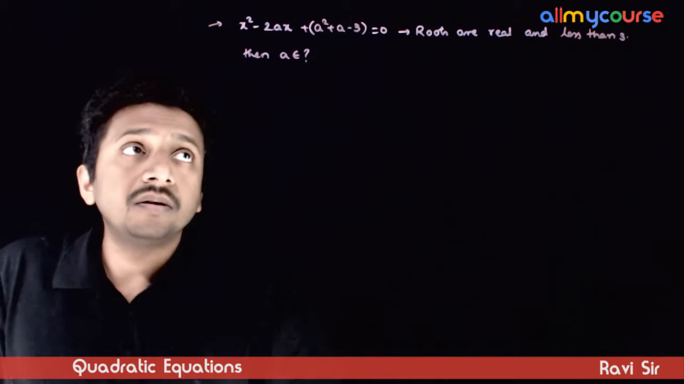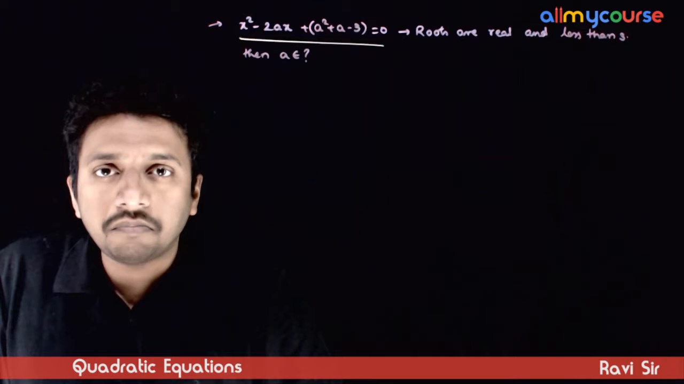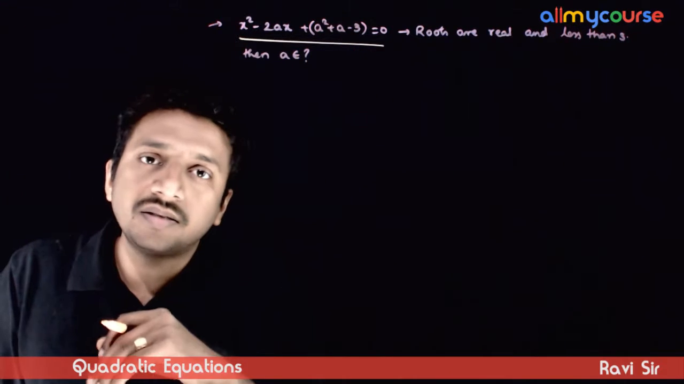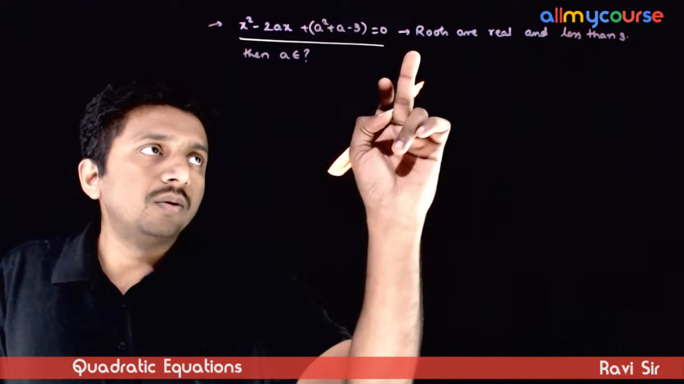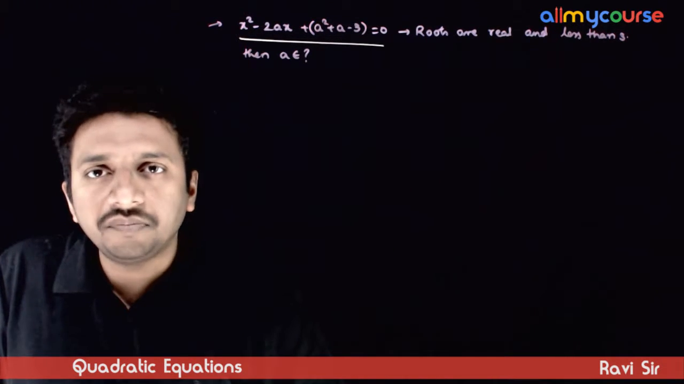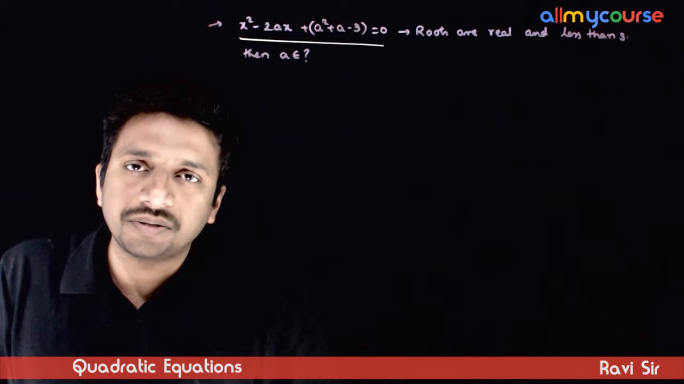In this question, you're given a quadratic equation x square minus 2ax plus a square plus a minus 3 is equal to 0. The roots of this equation have to be real and less than 3. If that is so, what is the range of a? That's the question.